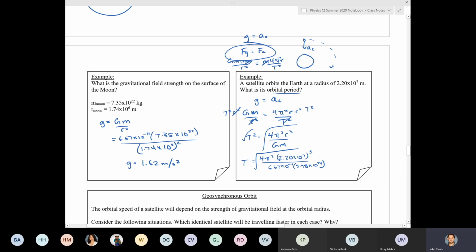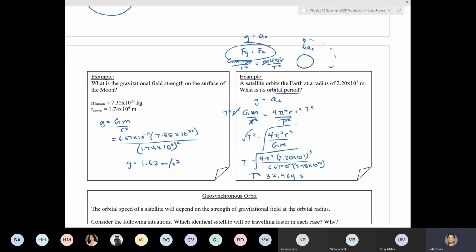So 4 pi squared times 2.2 times 10 to the 7 cubed. Where's my cube button? There it is. Divided by 6.67 times 10 to the negative 11 times 5.98 times 10 to the 24. And then square root that, and we get t is equal to 32,464 seconds.